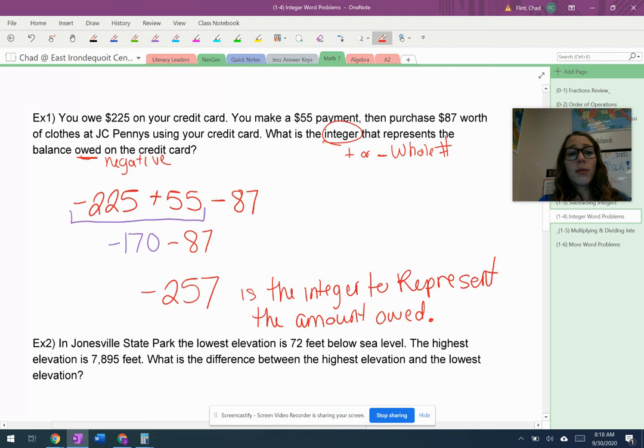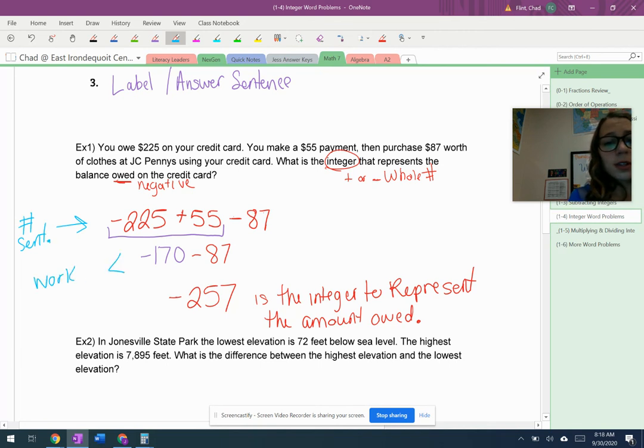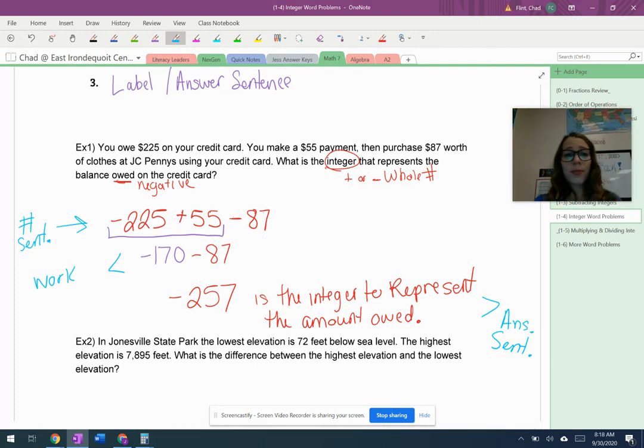Boom, all full credit. You've got a horizontal number sentence, which I'm going to take a second to point out using blue. That's not blue. Blue. This is your number sentence. This is your work. And this is your answer sentence. Boom. Full credit.